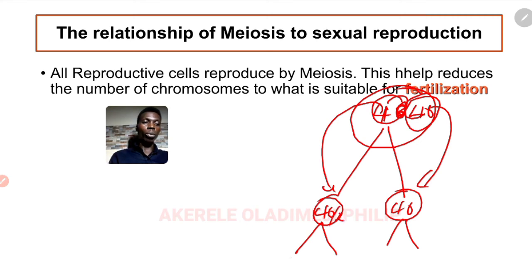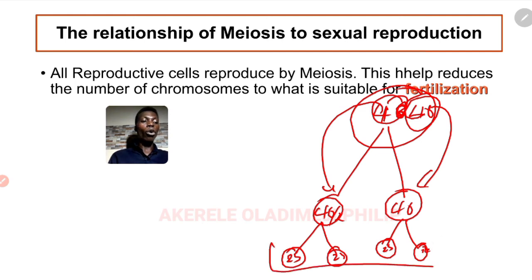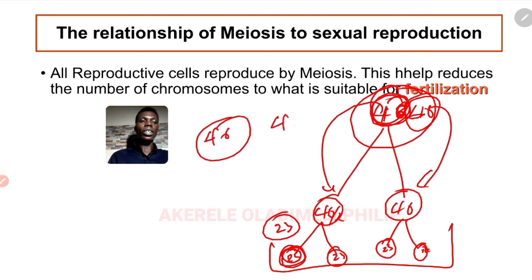So 23 chromosomes come here, 23 chromosomes come here, 23 here, 23 here. So at the end of meiosis, you're going to have 4 cells having 23 chromosomes. That's half of what their parent had initially. This is very important, because if not for this meiosis, it would have been 46 chromosomes from sperm cell, 46 chromosomes from egg cell. That would be terrible. That's going to be 92.